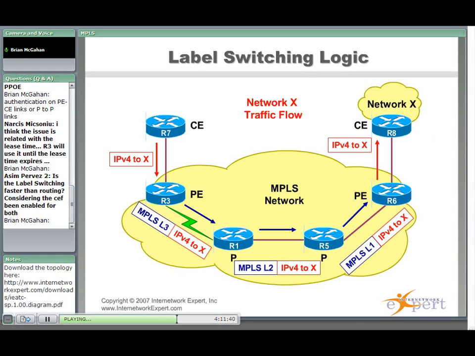So router 6 is telling router 5, this is the label that I want you to use in order to get to this destination X. 5 is saying to 1, you're going to use label L2 if you want to get to X. And 1 says to 3, you're going to use label L3 if you want to get to X.